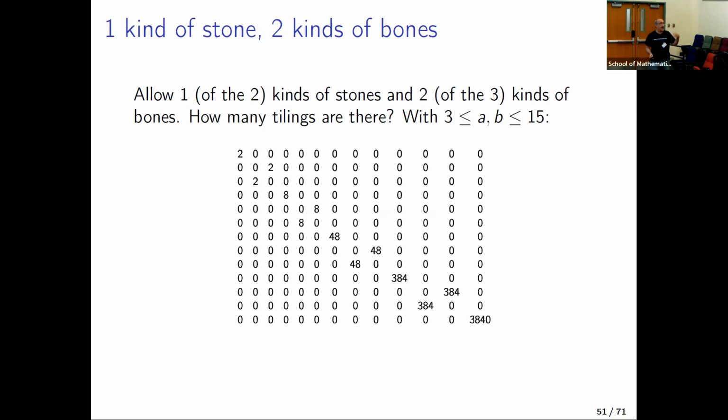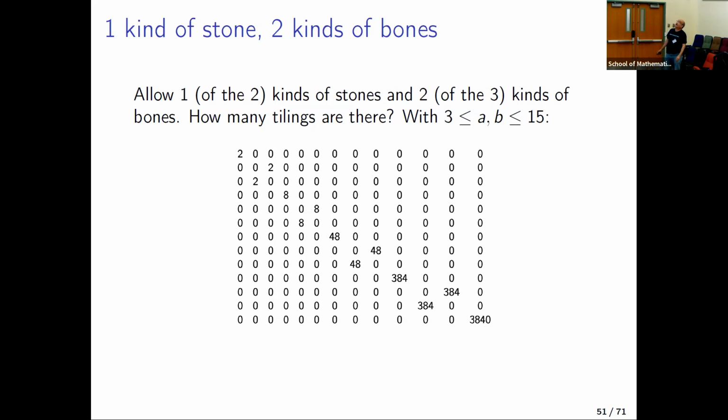But in fact, you can mod out by symmetry. And it turns out if you mod out those different tiling problems by symmetry, all you need to know is the number of stones you're allowing, 0, 1, or 2, and the number of bones you're allowing, 0, 1, 2, or 3. Up to symmetry, you don't have to worry, because stones have 3-fold rotational symmetry and bones have 2-fold rotational symmetry. So you just need to know those 2 numbers.